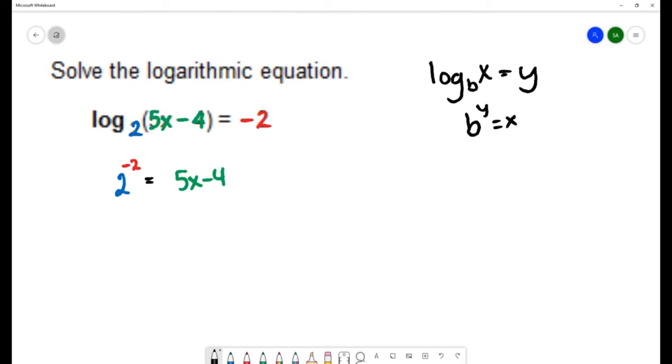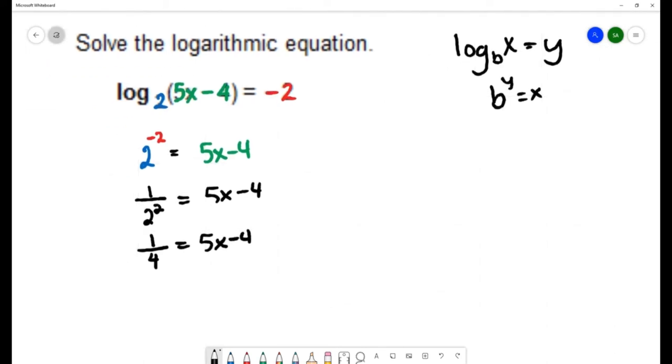So I'm going to simplify this equation. On the left-hand side, I have 2 to the -2. That's the same thing as 1 over 2 squared. So that negative in the exponent gives us the reciprocal. And 2 squared is 4. So we have 1/4 equals 5x minus 4.